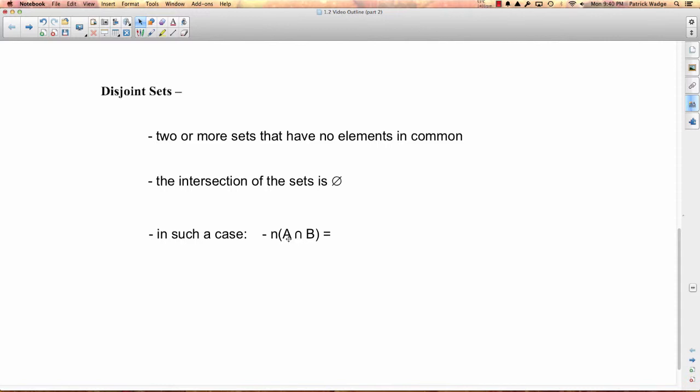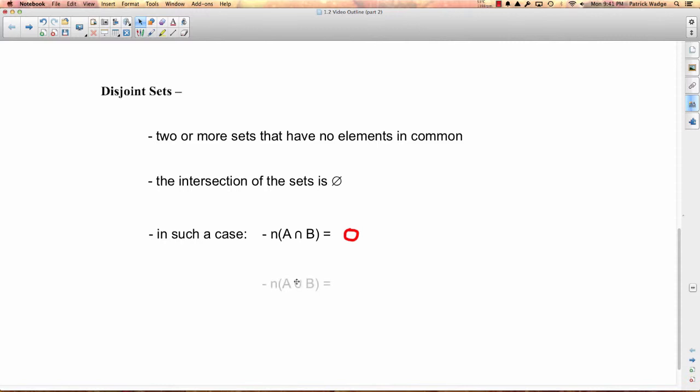If you looked at the intersection of set A and B and they're disjoint sets, it would be the empty set, right? So what's the number of things in the set? How many things are there in the empty set? 0. So the number would be 0.